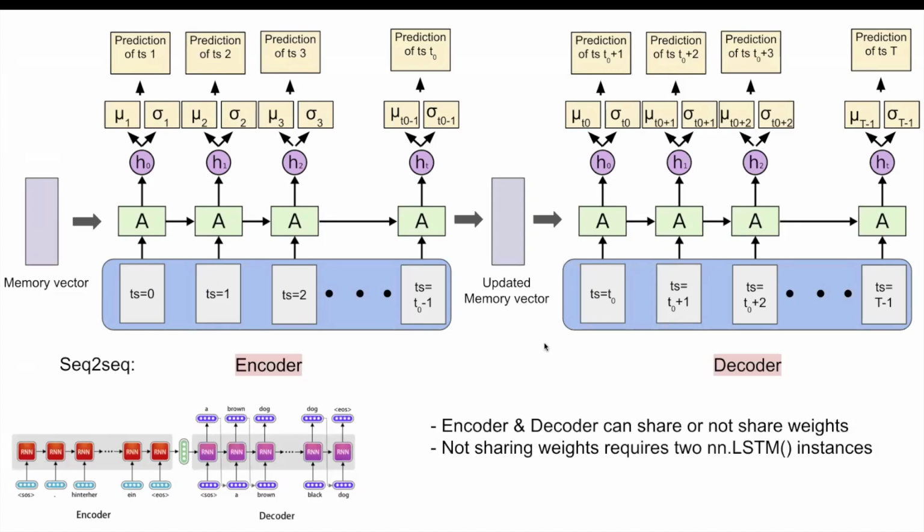DeepAR can be categorized into the encoder and decoder framework. The encoder will be handling the context range, and the decoder will be for the forecast horizon when we try to make predictions into the future. And this memory vector ideally will be able to summarize what's going on in the context range.